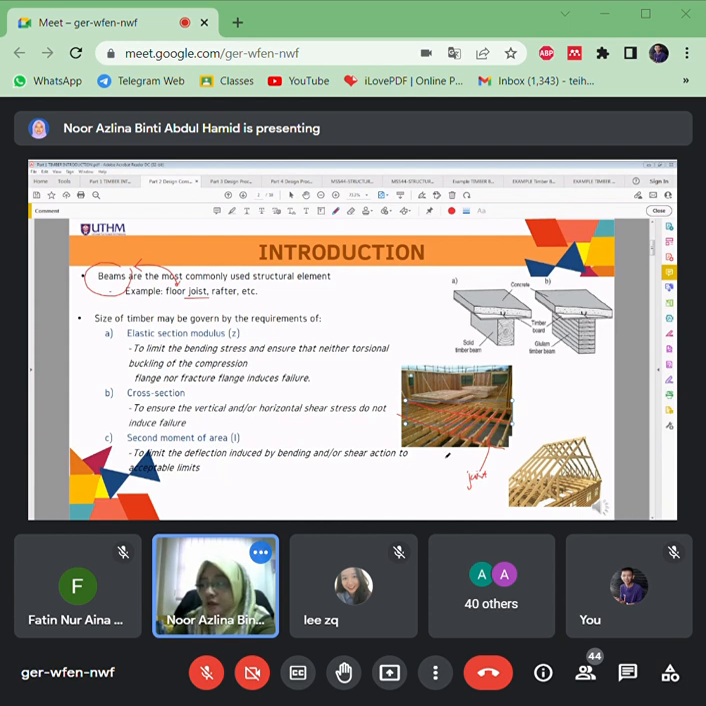Okay, but it has closer spacings for this joist, and also for this roof system. You can see here, this is the main truss. Okay, this is the main truss.